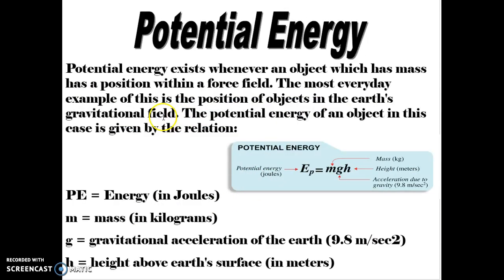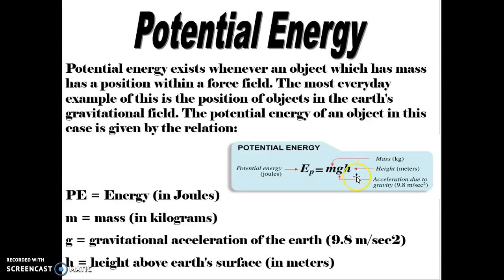Potential energy, on the other hand, is the stored energy. Specifically, we look at gravitational potential energy. So gravitational potential energy is the energy that an object that is above ground level has. The formula to calculate gravitational potential energy is the mass times the acceleration due to gravity times the height.